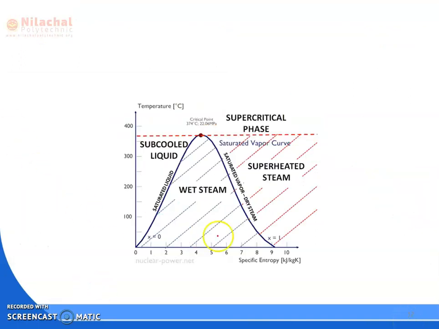Then we will discuss the temperature entropy diagram, the TS diagram. In the temperature entropy diagram, this is also the saturated liquid line, this is the saturated vapor line, and here are the wet steam, subcooled region, and superheated region.